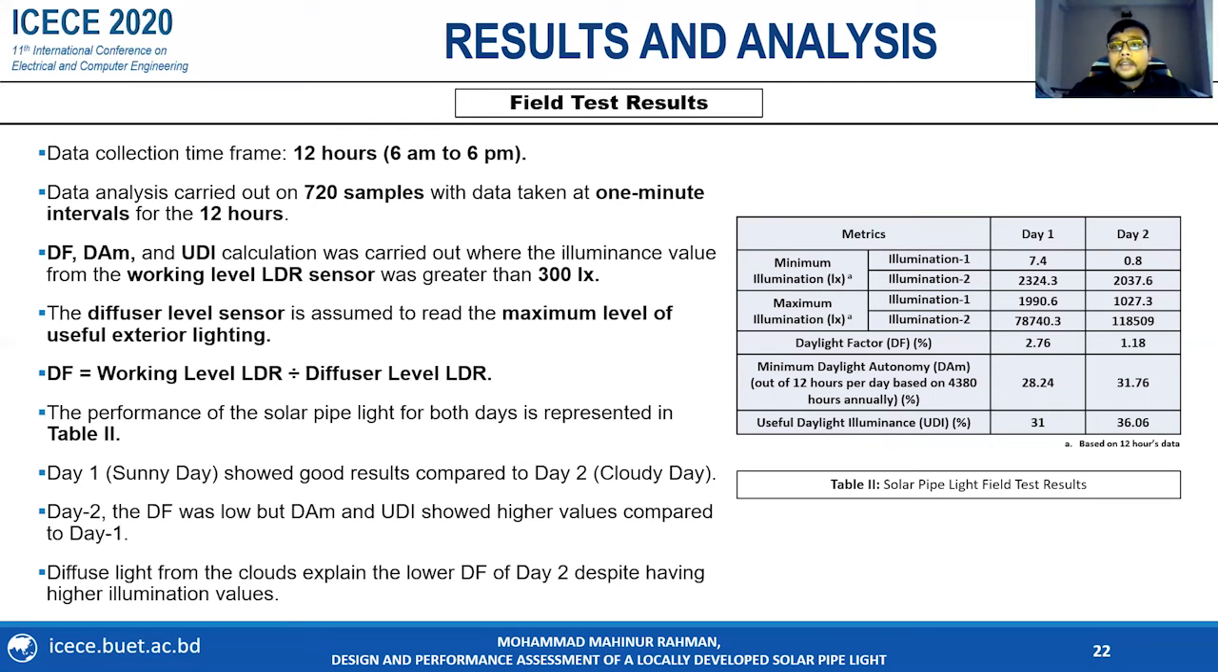We can see that the daylight factor for day 1, which is a sunny day, is good. It's above 2. And for day 2, the daylight factor is below 2, but day 2 has a higher minimum daylight autonomy percentage and a higher useful daylight illuminance percentage. The lower daylight factor may be because of the diffused light from the clouds. So the field test proves the viability of the design.